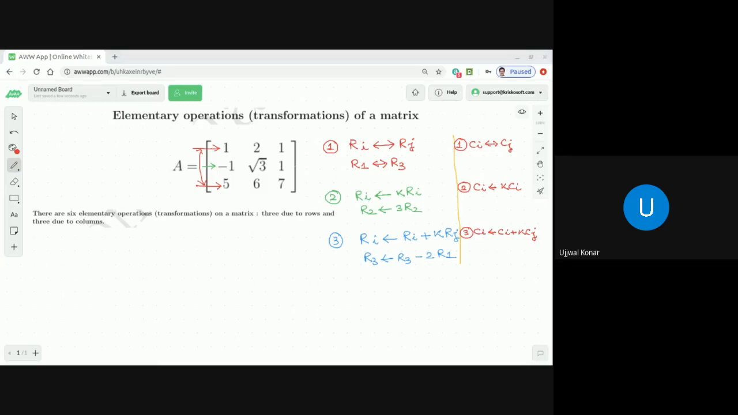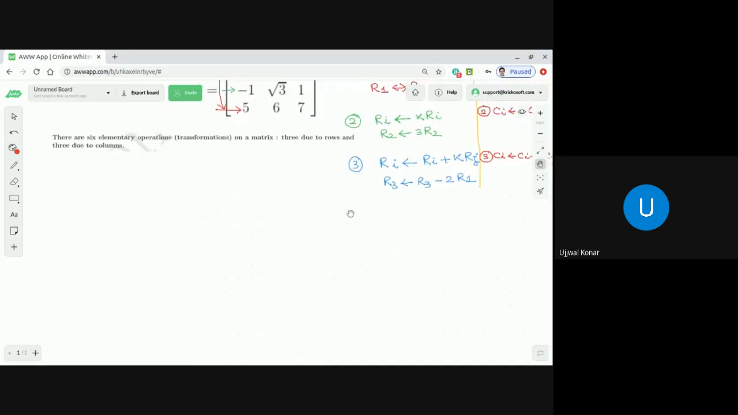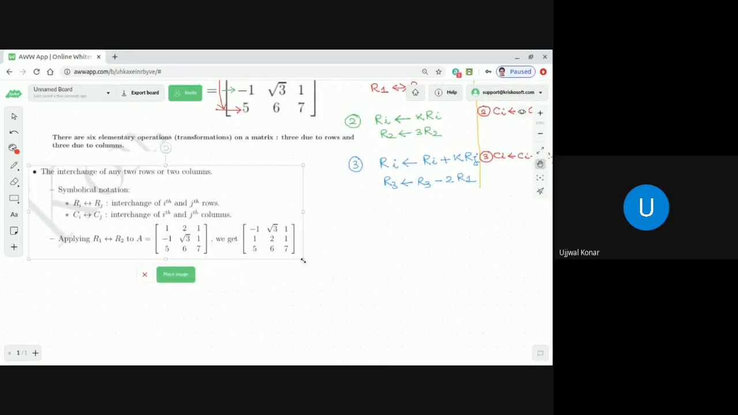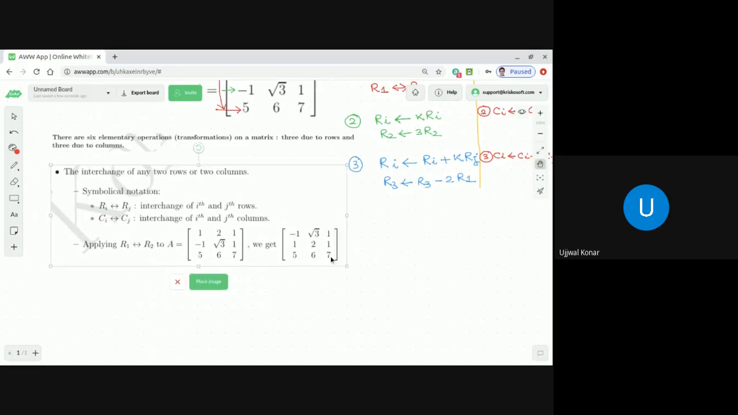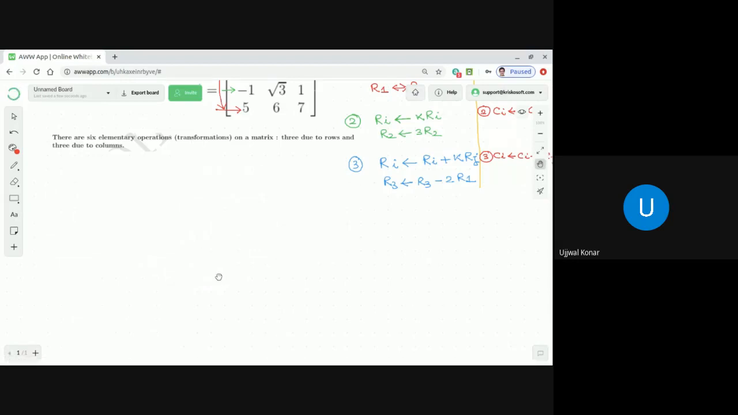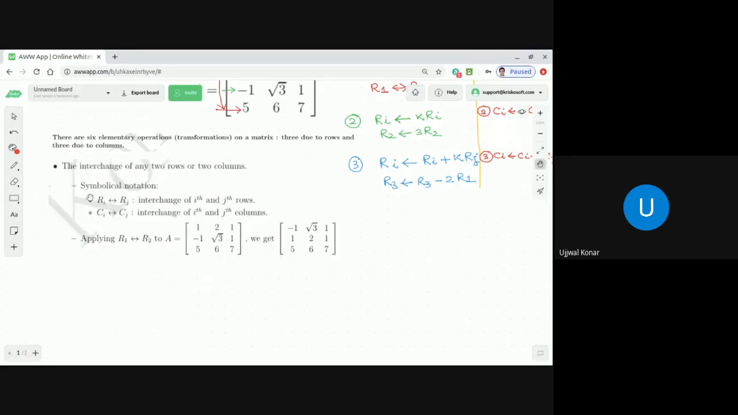The first one is the interchange of any 2 rows or columns. So here I am going to show you, dear students. As you see in front of your screen, the symbolic notation is that Ri is interchanged with Rj, or Ci is interchanged with Cj.